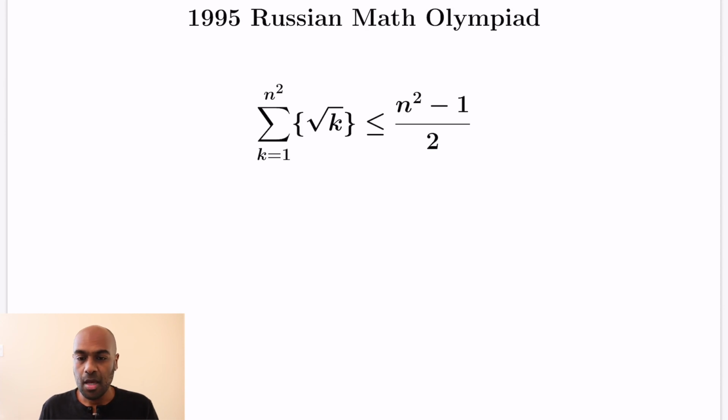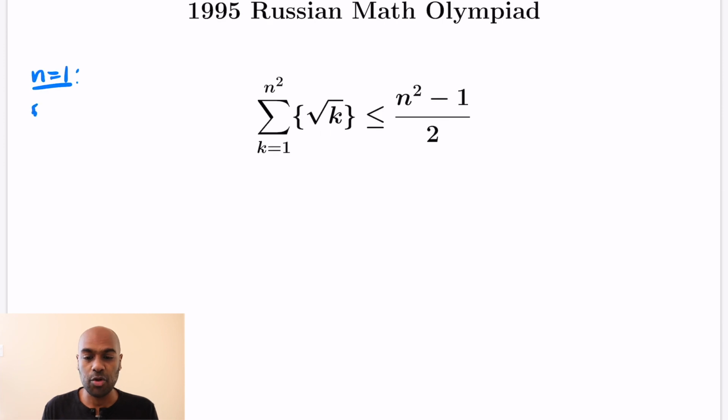Okay, so the next problem we'll look at is from the 1995 Russian Math Olympiad. And it asks us to prove that the sum from k equals 1 to n squared of the fractional part of the square root of k is less than or equal to this explicit function on the right in terms of n squared minus 1 over 2.